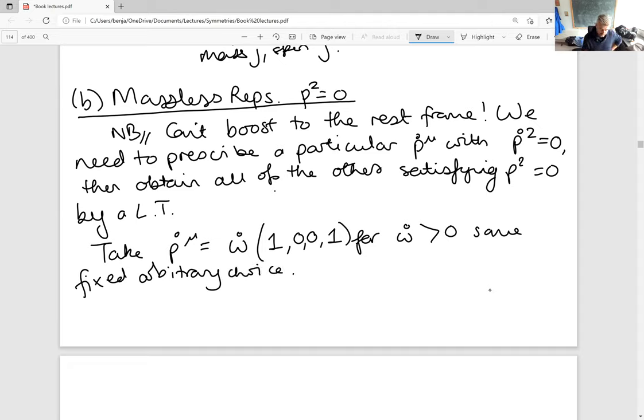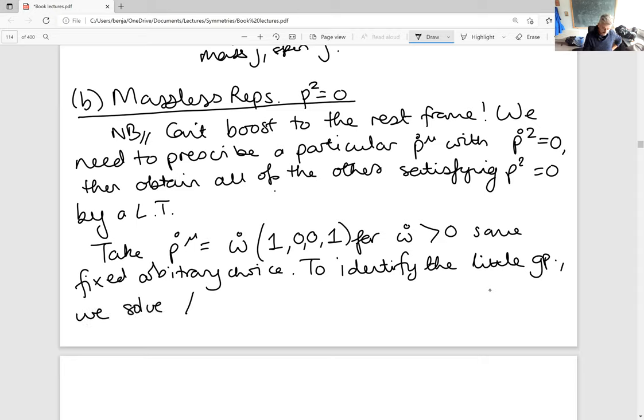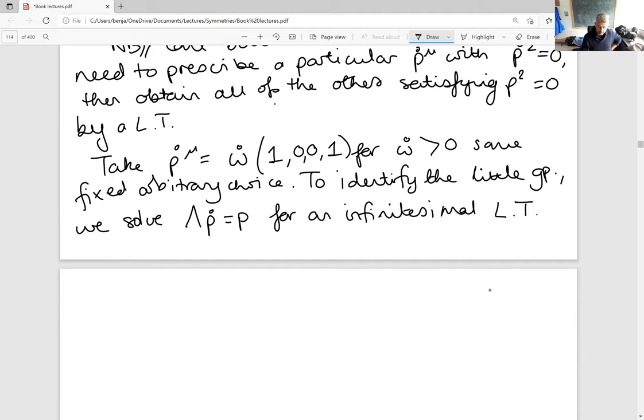So to identify the little group, we need to know which elements of the Lorentz transformation don't change this p dot mu. So we solve lambda p dot equal to p dot, and we're going to do it for an infinitesimal Lorentz transformation. So remember, in our Lorentz transformations, we expanded in terms of these infinitesimal parameters, omega mu nu, and the condition becomes that omega mu nu p dot nu is equal to zero.